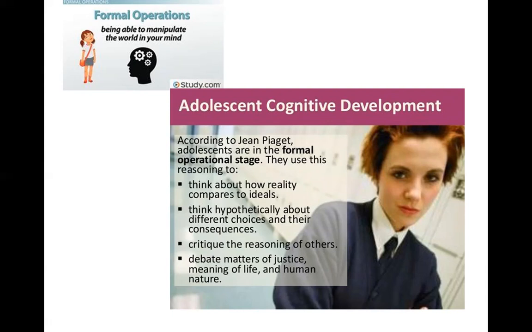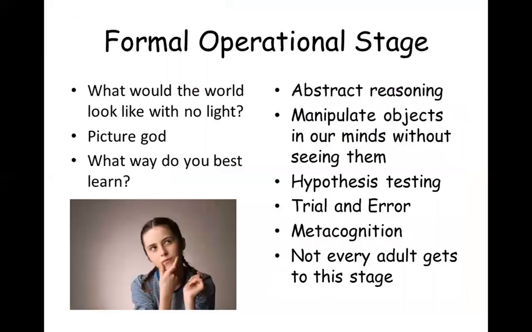And here during this phase, when the child is 12 plus, they can debate on matters of justice, meaning of life, human nature. So here you cannot make fool of any children. Here their own philosophy, their own understanding level has been developed. So during this phase, the child is able to manipulate the world in their own mind. During this stage, different type of questions come in their mind, or we can say different type of characteristics are of formal operational stage.